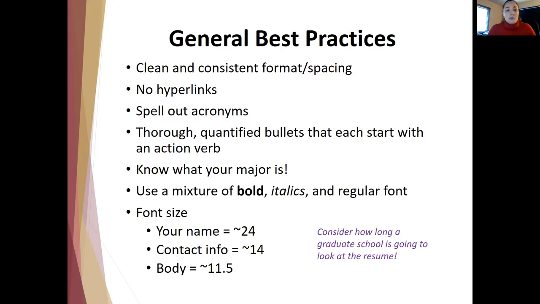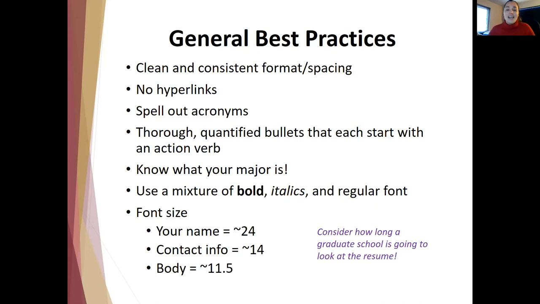Thorough quantified bullet points. So the content, all of the bullet points that are on your resume really should be between 1 to 2 full lines long. So anywhere between 1 full line to 2 full lines. They would each start off with an action verb and they are thorough, specific, and quantified. By quantified, I mean the approximate number of people, workshops, teaching tools, dollars, percentages that is specific to each of those bullet points. Please also know what your major is.